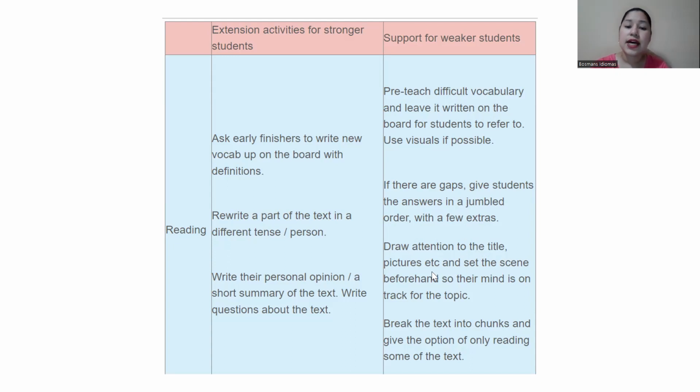Draw attention to the title, pictures, etc., and set the scene beforehand so their mind is on track for the topic. And break the text into chunks and give the option of only reading some of the text. So as you can see, the activities are different according to their levels, according to their abilities, but the task or the reading can be the same.